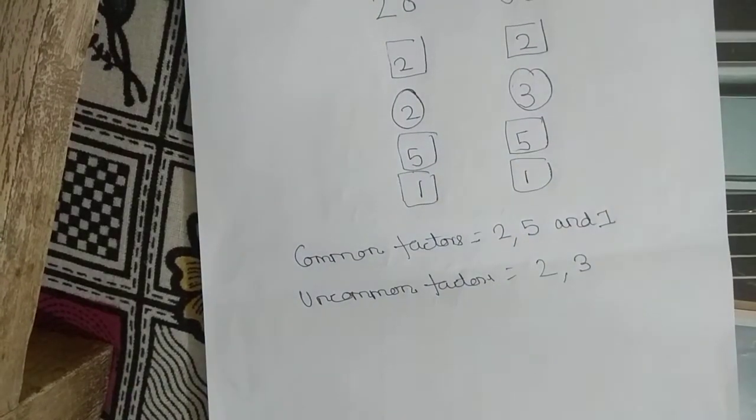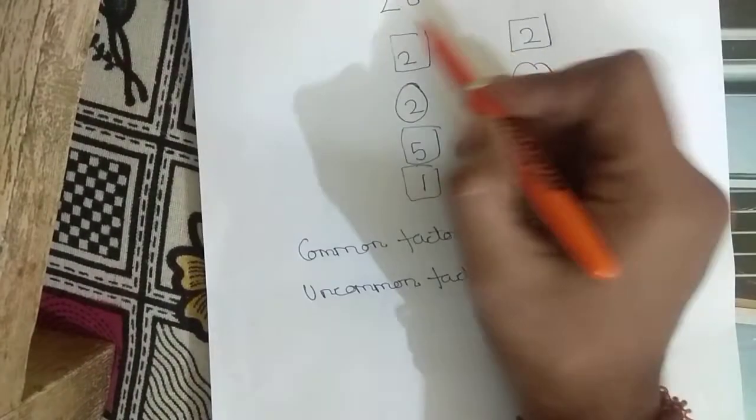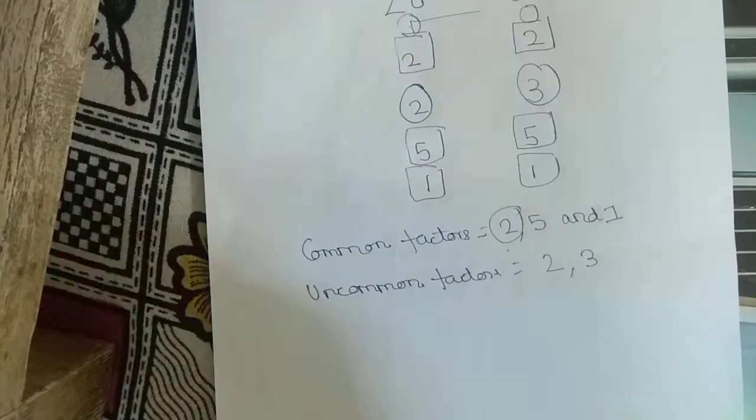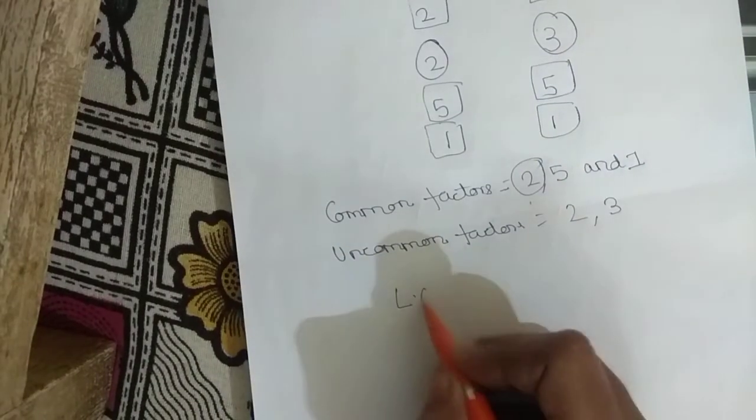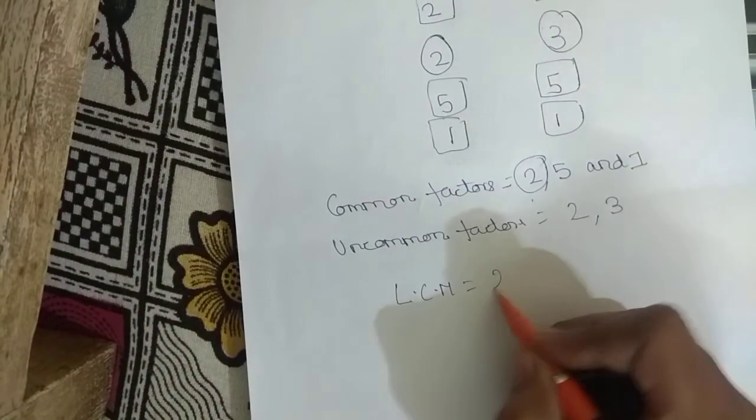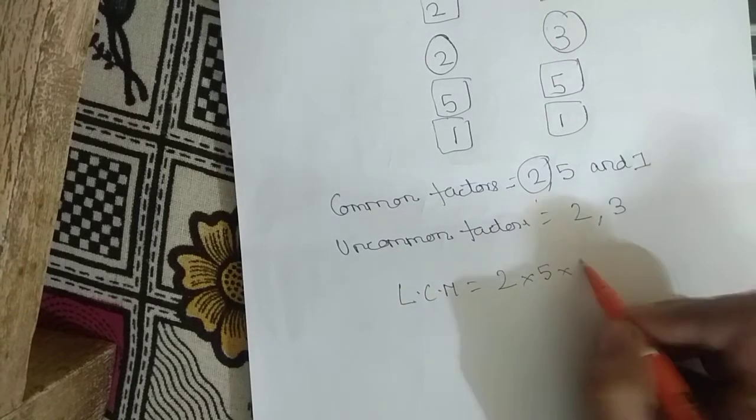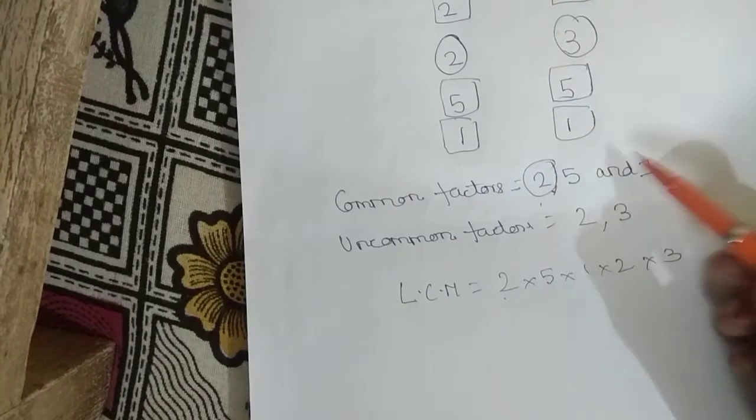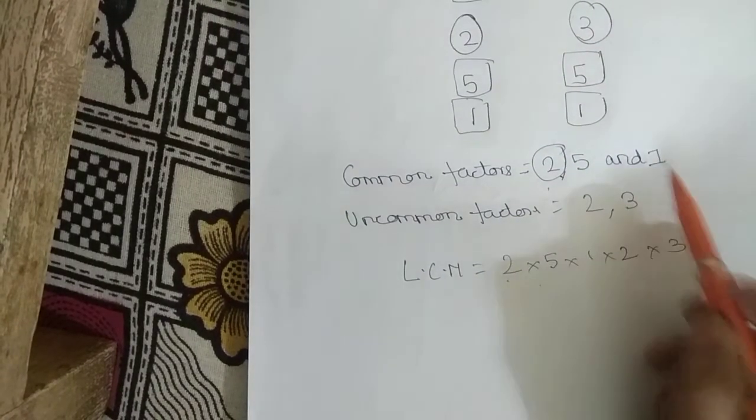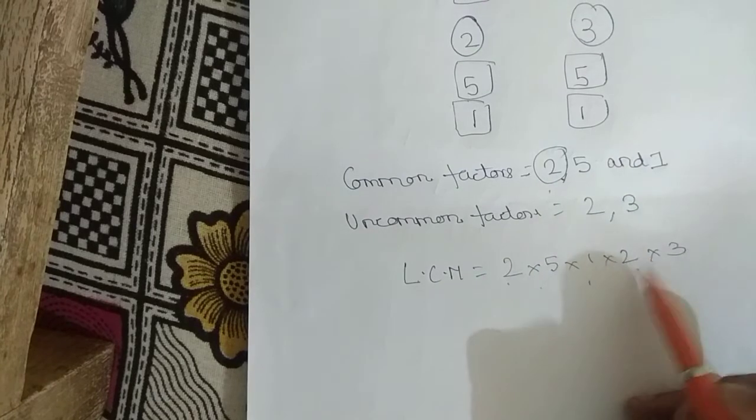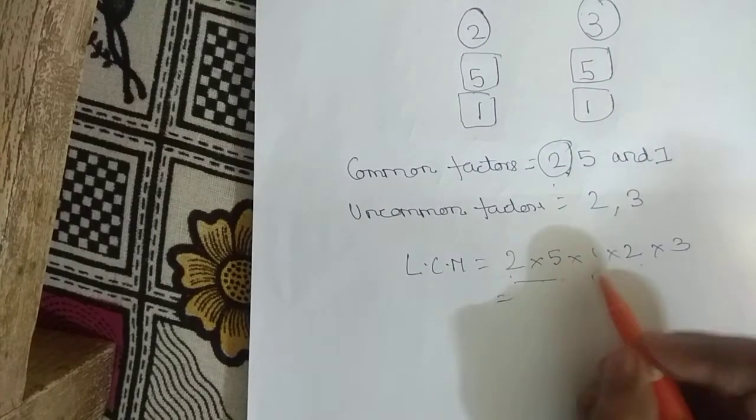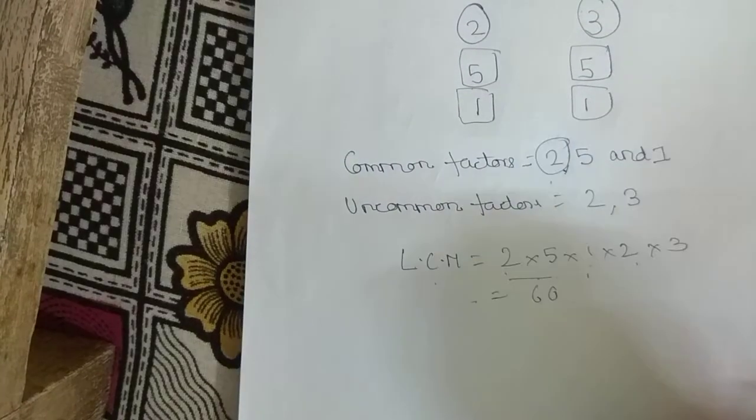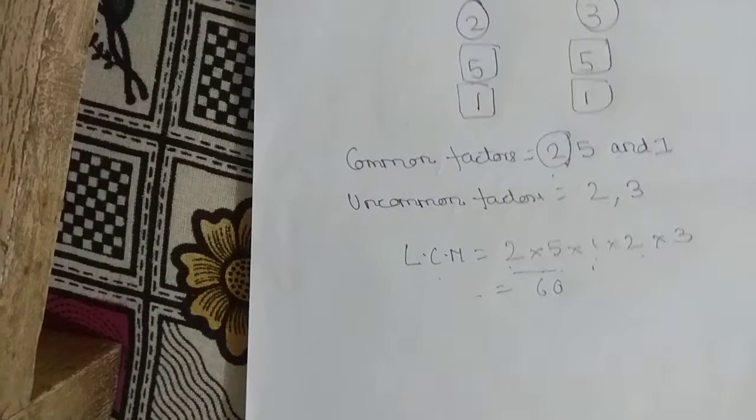Remember one step. Whenever I write down common factors, even though it is coming here also, and it is coming here also, you write it just once. Then to find LCM, multiply all these things. 2 into 5 into 1 into 2 into 3. 2 5s are 10, 10 1s are 10, 10 2s are 20, 20 3s are 60. The LCM is 60.